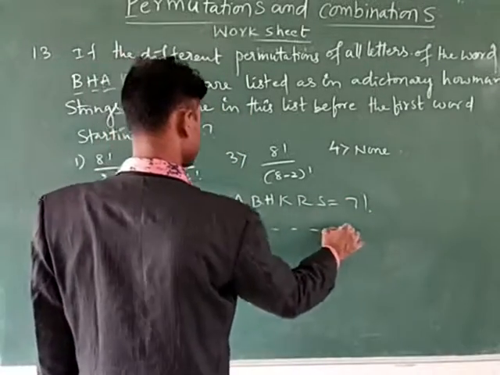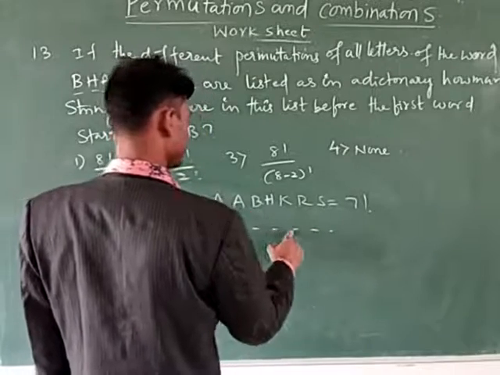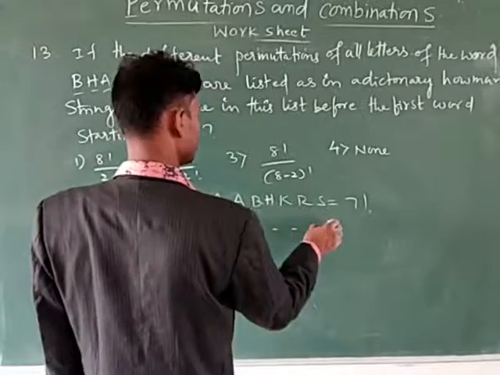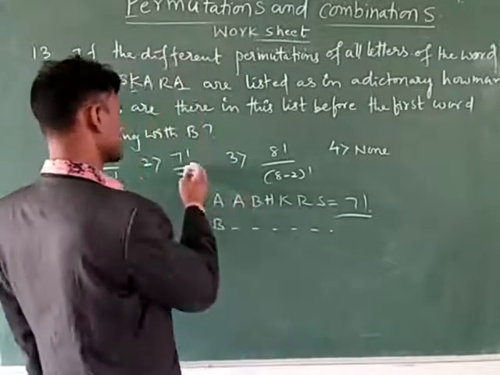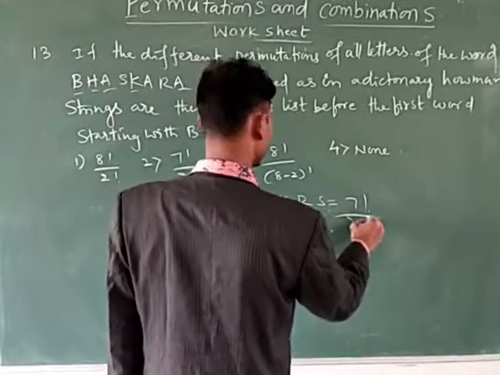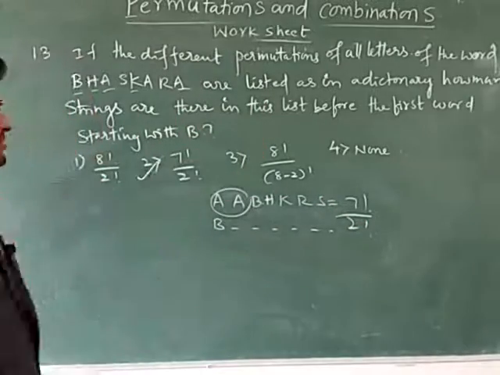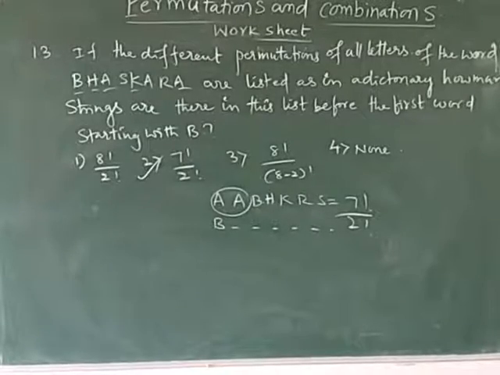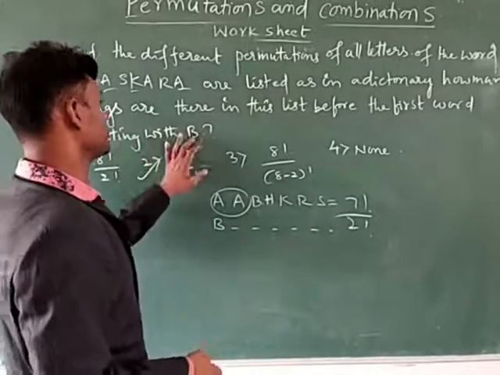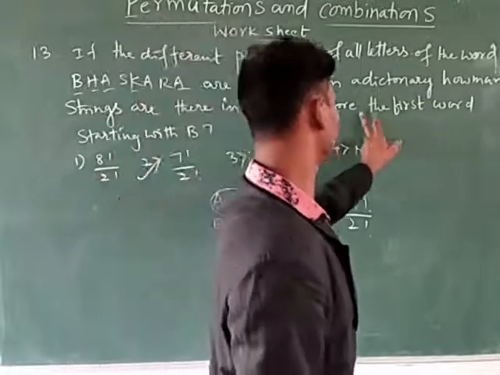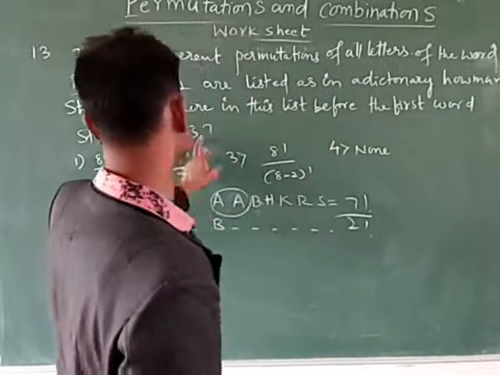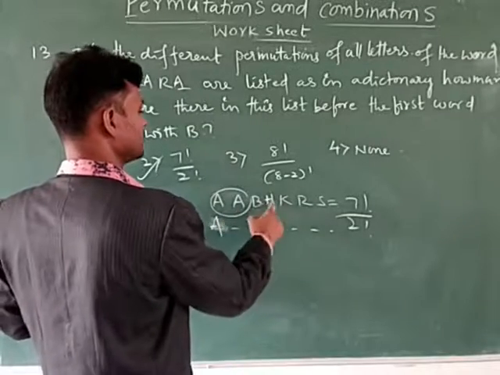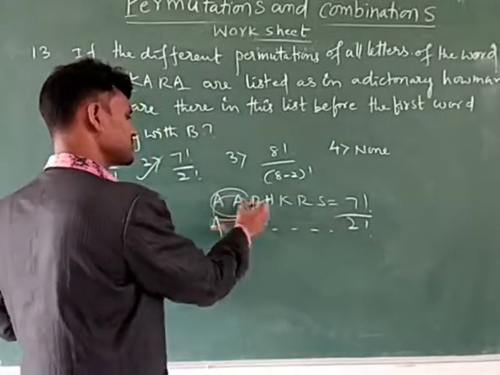1, 2, 3, 4, 5, 6, 7. 7 letters. 7 factorial by total how many letters? Repetition 2 letters. That is 2 factorial. Then you can write here second one. See here, you have to keep in mind this is not starting with B. Here one condition has been listed: before the first word starting with B means it is started with A. A means here total 7 factorial by total repetition is 2 factorial. This is the correct.